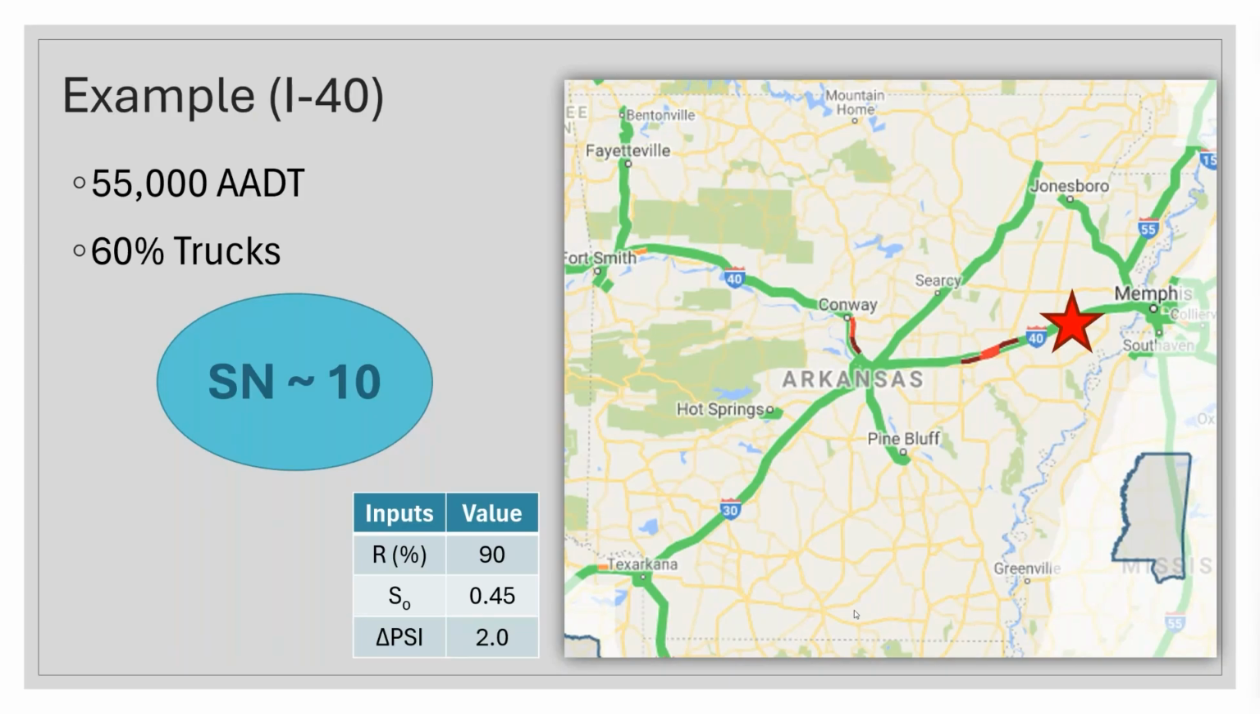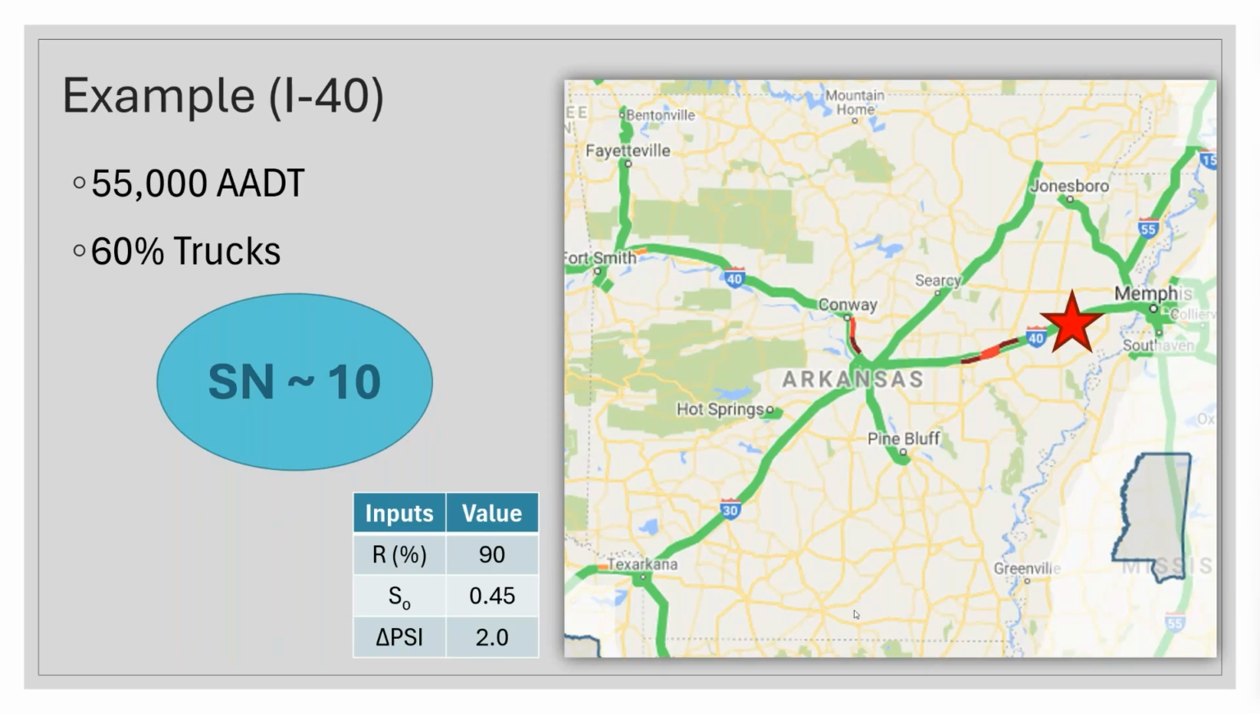I have an example here. Interstate 40 through Central Arkansas between Memphis and Little Rock has, I believe, at least one of the highest truck percentage routes. So tons of truck traffic. In fact, when we report the numbers, it's about 60% trucks. That is just unheard of. And people always think that's a typo. It is not. We really have that many trucks.